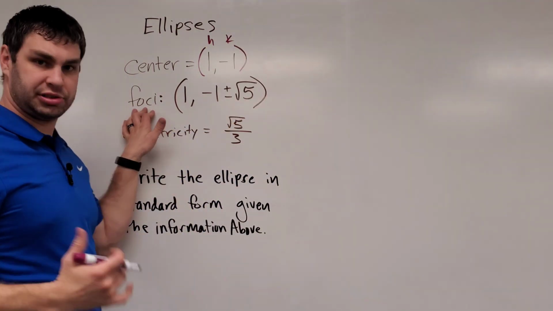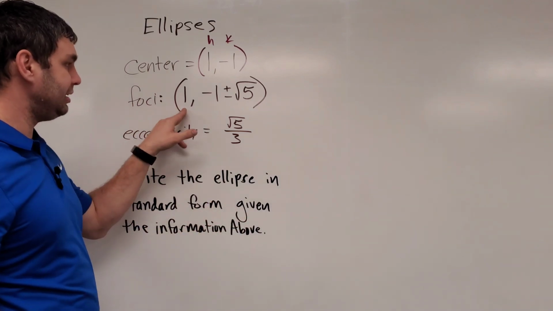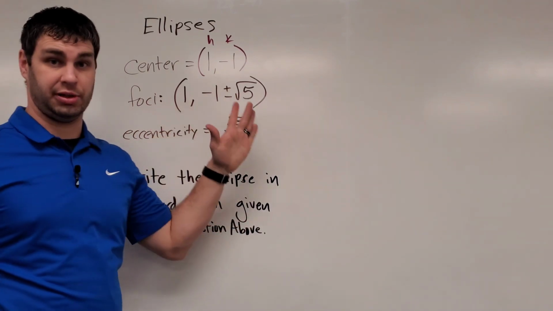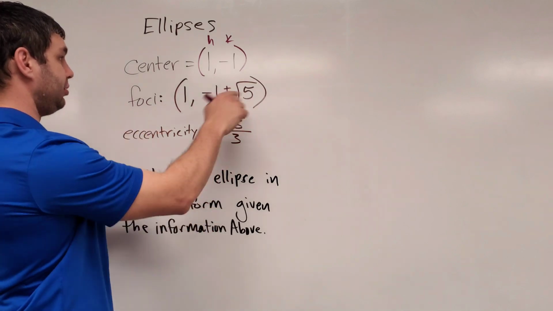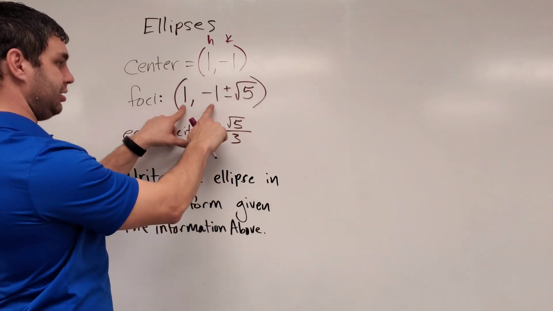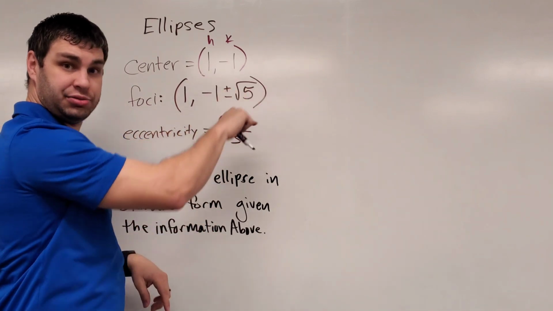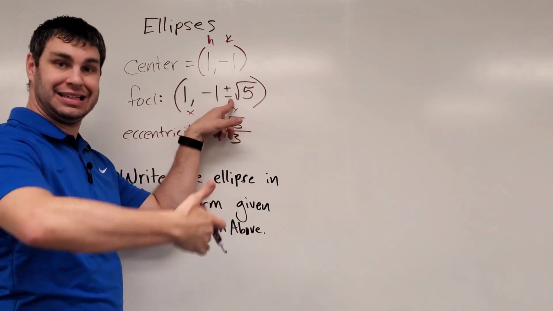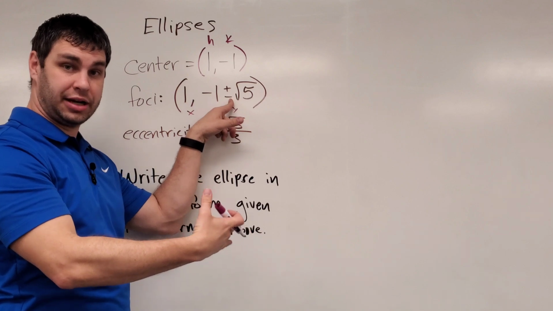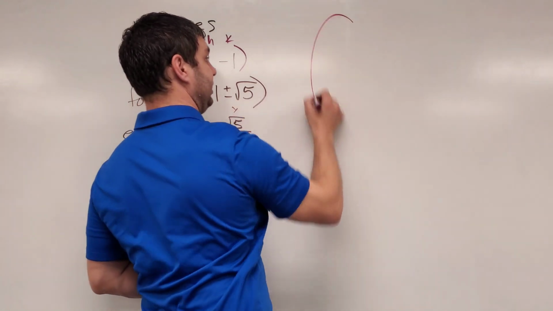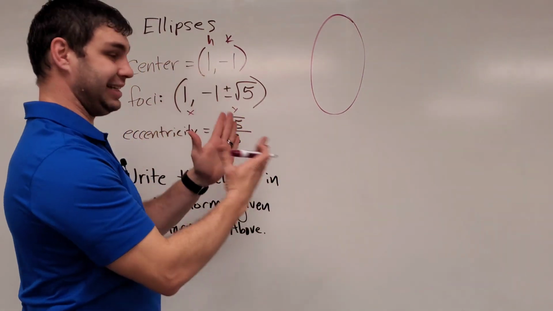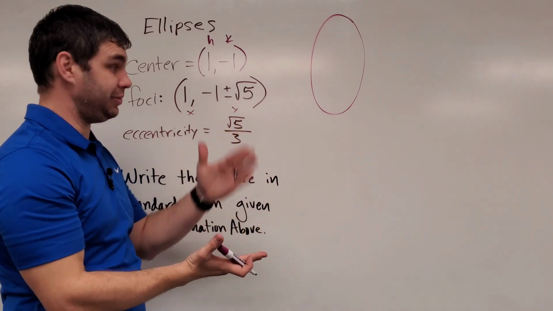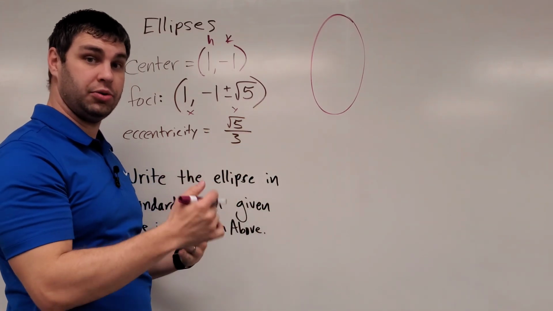It also has foci at (1, -1 plus or minus the square root of 5). Now that's important because compared to our center (1, -1), this is still 1, -1, but then it adds on to our y value, right? This is just an xy point. It adds on to the y value, which means in the y direction is how this ellipse is going to be oriented. It's going to be one that's more tall and skinny as opposed to short and fat, which means our y's will come first when we write the equation.